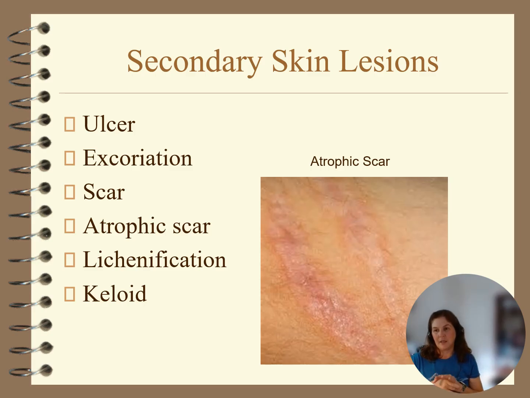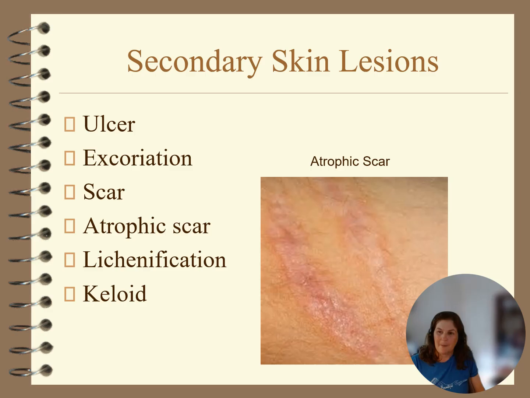So an ulcer is a deeper depression extending into the dermis. Irregular shape, may bleed, leaving a scar upon healing. So a stasis ulcer, a chancre, a pressure sore. Excoriation, self-inflicted abrasion. It's usually superficial. Insect bites, scabies, dermatitis, varicella, so chickenpox.